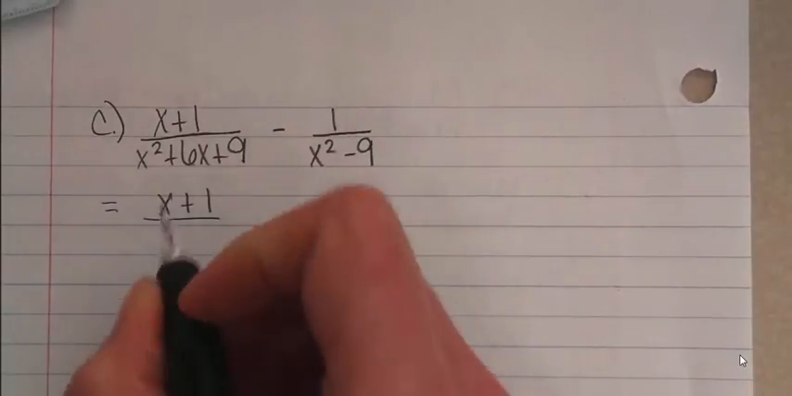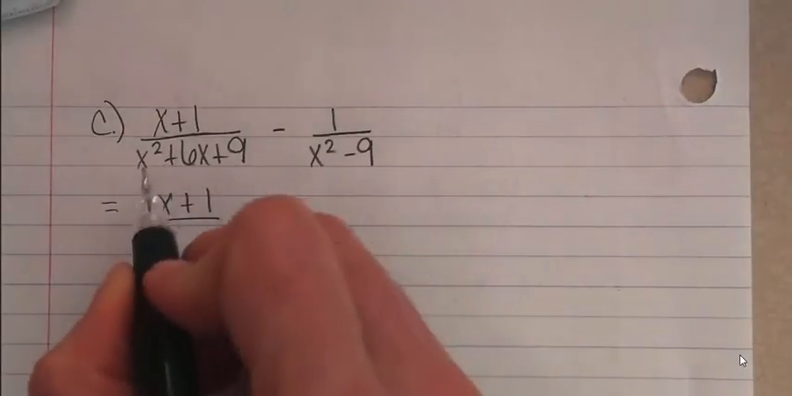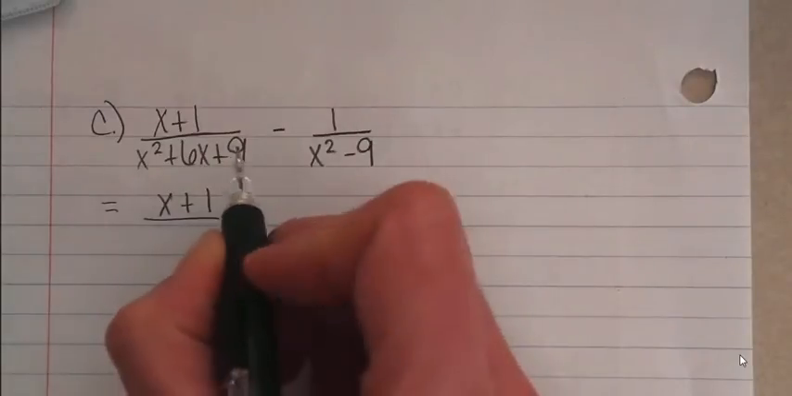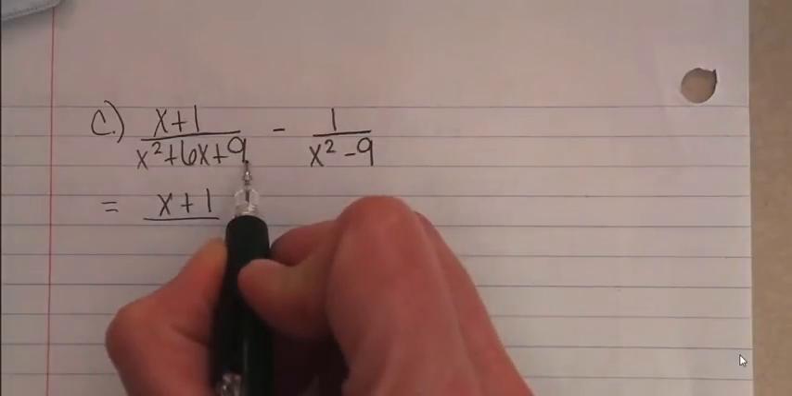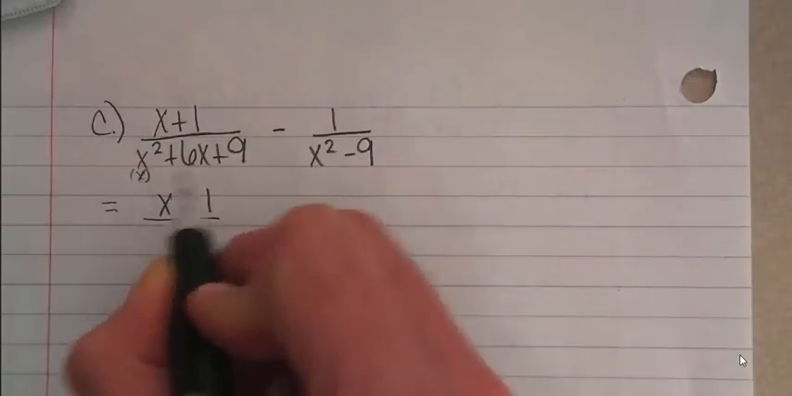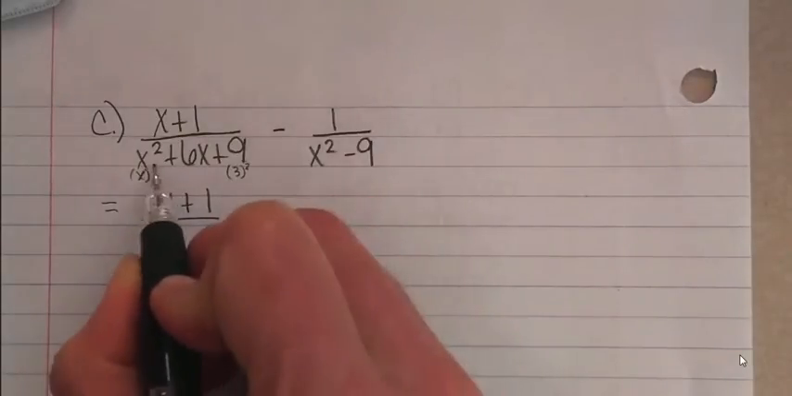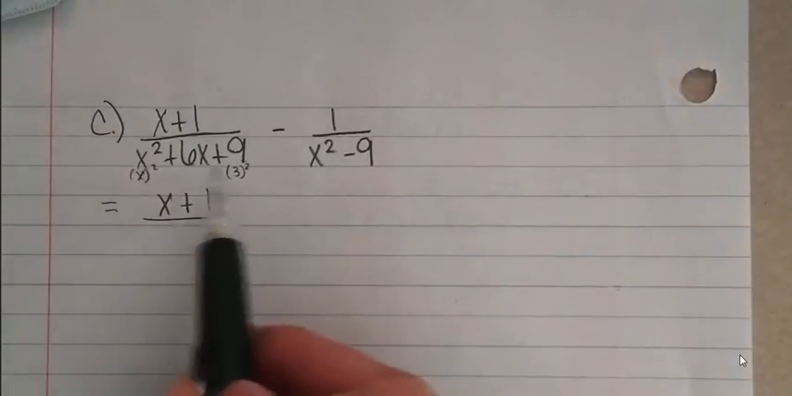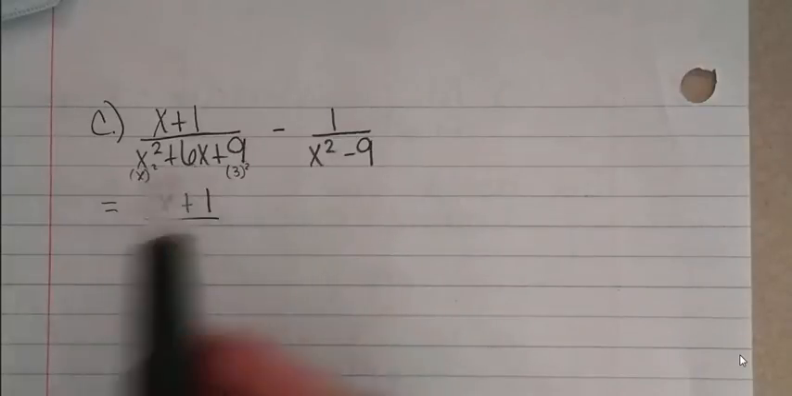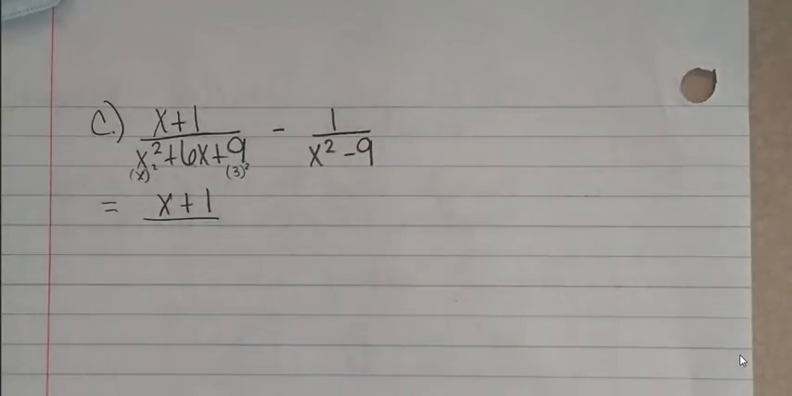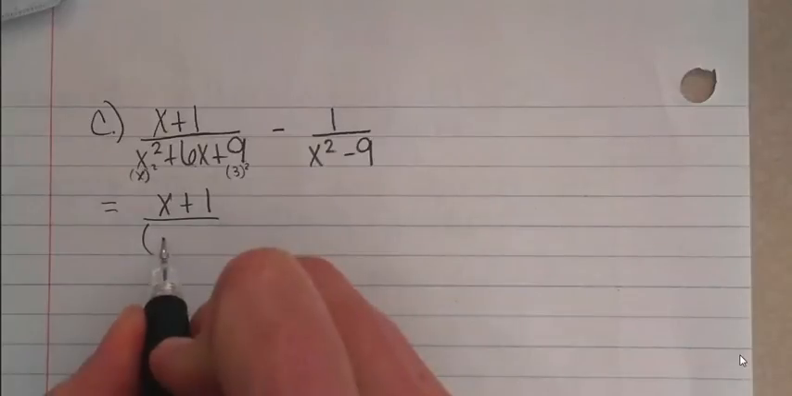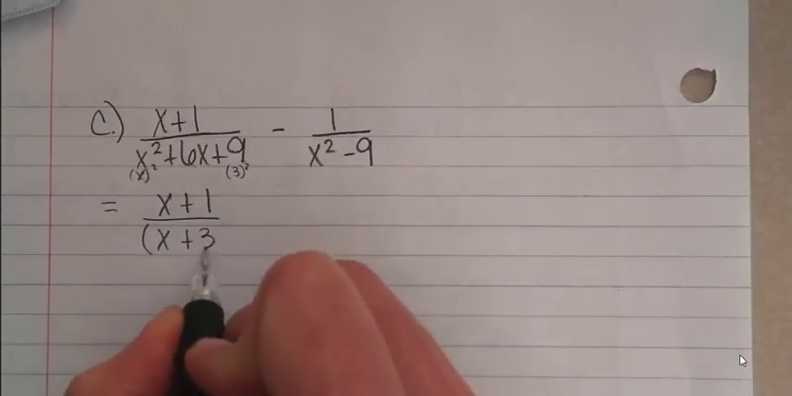On the bottom here, I see that this is a perfect square trinomial. First term's a perfect square, last term's a perfect square, right? This is x, and this is 3. Those are both perfect squares. If I multiply them together and double them, I'll get the middle. So that's a perfect square trinomial, telling me that this really factors into (x + 3) squared.